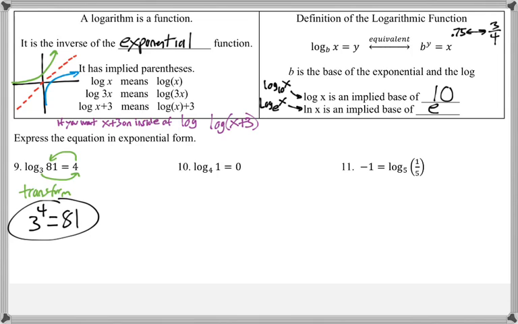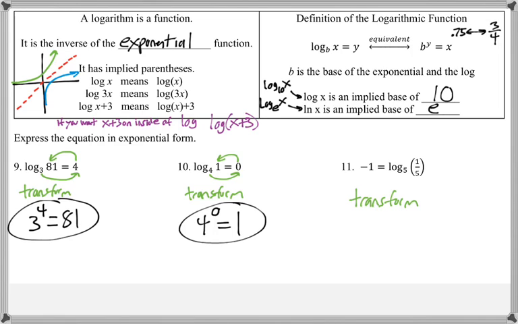Okay, so for number 10, I want to transform it, and it's going to be like that. It's going to be 4 raised to the 0 is equal to 1. And that's our answer, and again, that is a true statement. Anything raised to the 0 power is 1. And lastly, for number 11, I want to transform. So it's 5 raised to negative 1 is equal to 1 over 5. And that is true. Anything raised to the negative 1 power is the reciprocal.